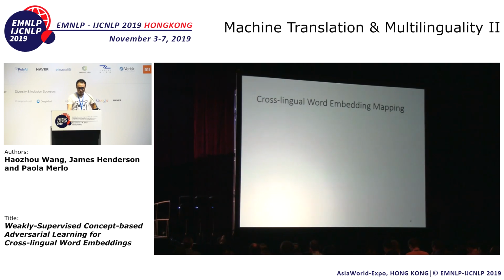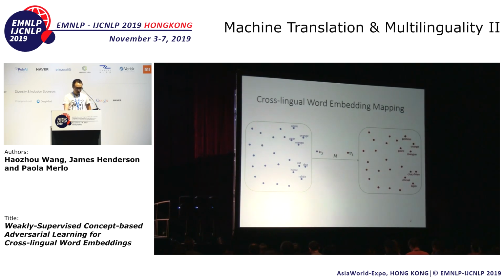For doing this, we need to have a source pre-trained model and a target pre-trained model. What we want to do is to train a mapping matrix which minimizes the distance between the mapped source vectors and the target vectors. The traditional supervised method uses a word-to-word level dictionary.